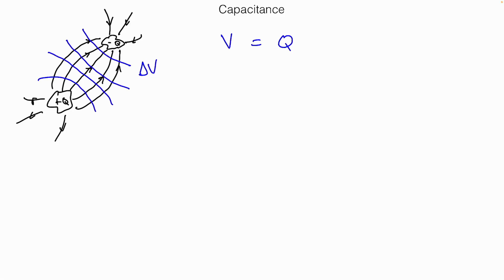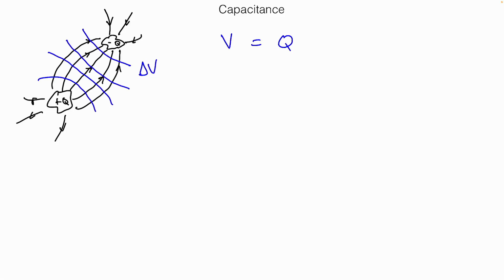Is voltage charge? No. Unit-wise, one's volts and one's coulombs, right? But even conceptually, charge is something that everything has in the universe, like mass, it has charge. It's a fundamental part of the universe. But potential is a construct, right? It's an abstraction of a force. And so they're not the same thing.